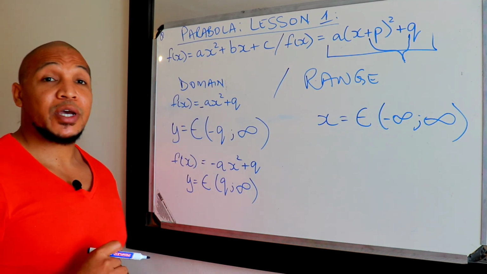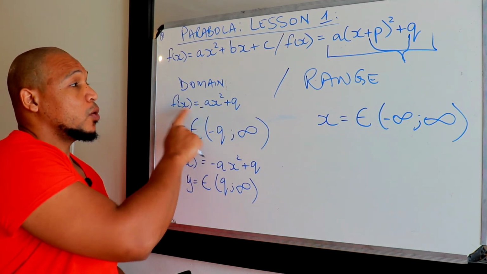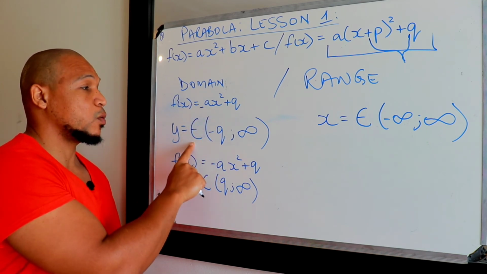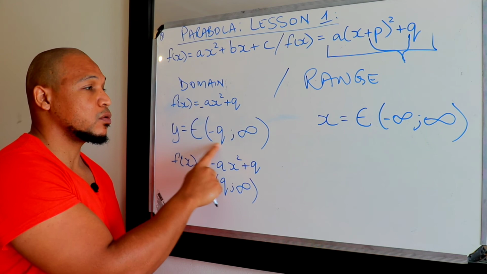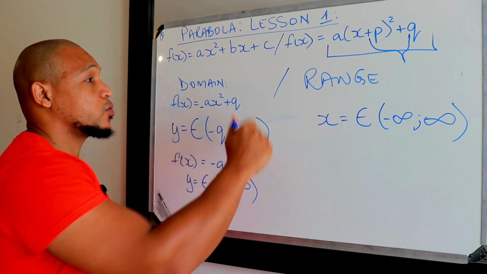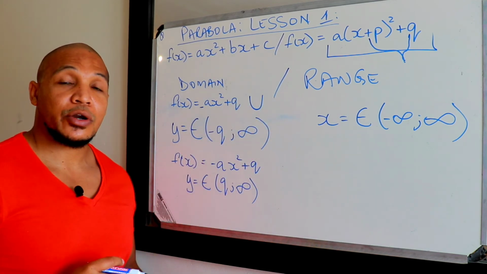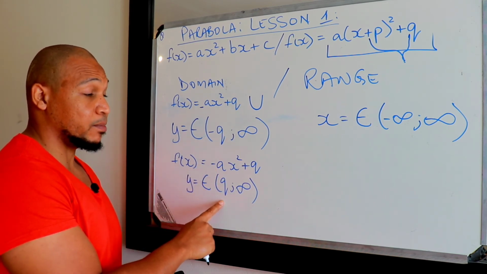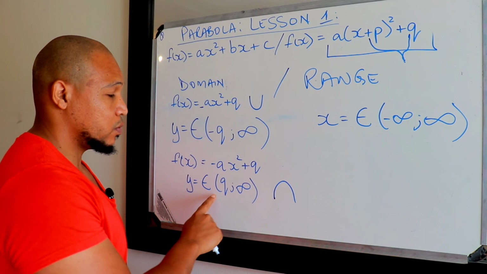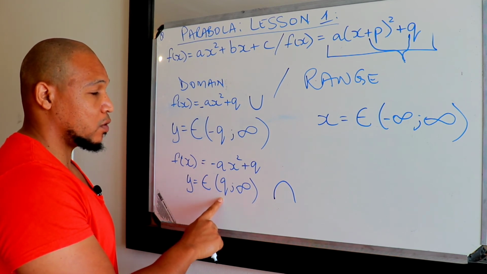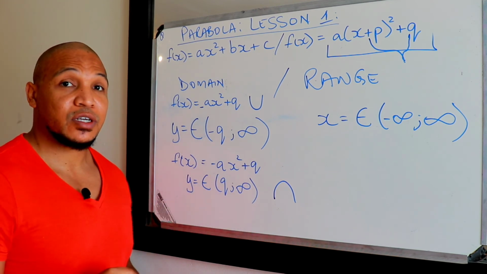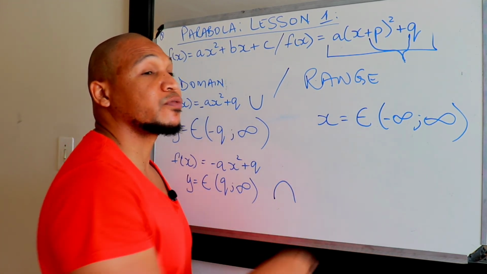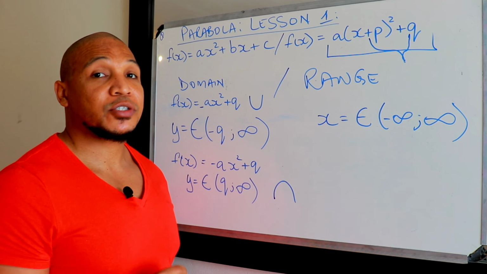When it comes to our domain and our range, when our equation is positive, then y will be an element of [negative q, infinity), because our graph will look like that. Or when it is negative, then we will have a maximum, so y will be an element of (negative infinity, q]. For our domain, x will always be an element from negative infinity to positive infinity.